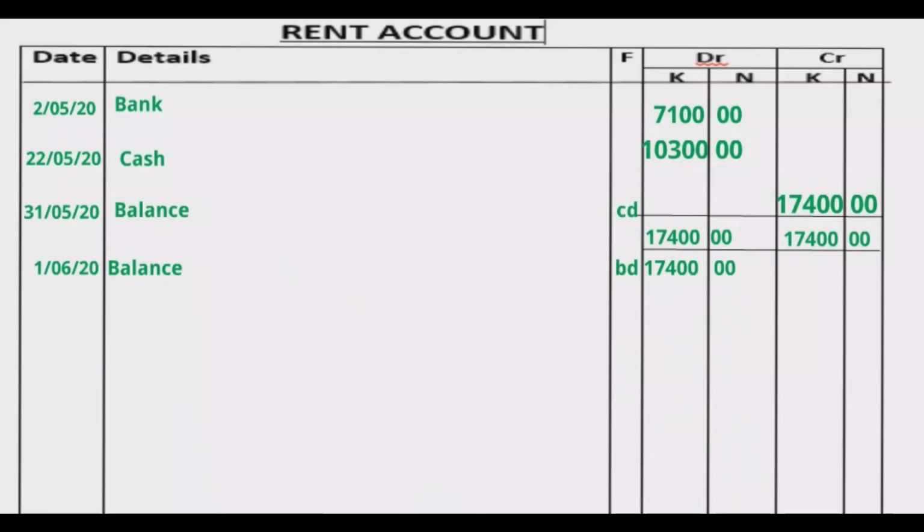So basically that's how your rent account should look like. Okay, if you have got questions, you can ask. Otherwise, that's what you need to record.